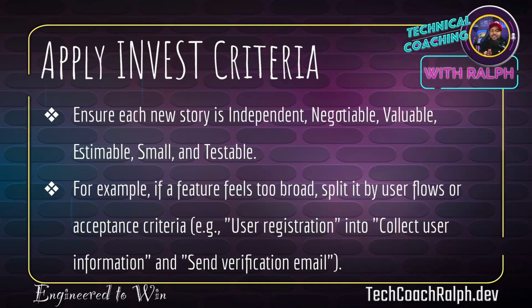Apply the INVEST criteria. Ensure each new story is independent, negotiable, valuable, estimatable, small, and testable. Very, very important because you don't want to say, I'm working on this story, but I can't close this story unless this other story is worked on. See, it doesn't work that way. The story has to be negotiable, to say, all right, we can do this, but we won't do this part.